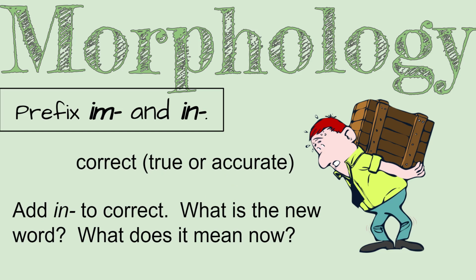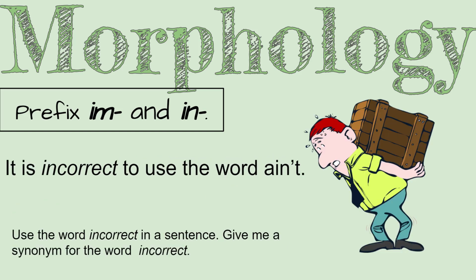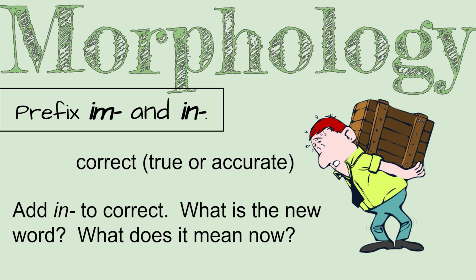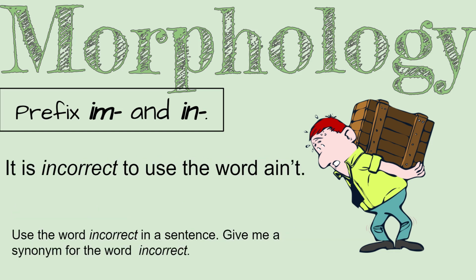If I add in to correct, what is the new word and what does it mean now? So it is incorrect to use the word ain't. That means it is not correct to use the word ain't. So correct meaning true or inaccurate. It is not accurate or not correct to use the word ain't.